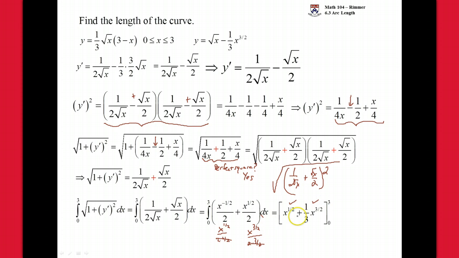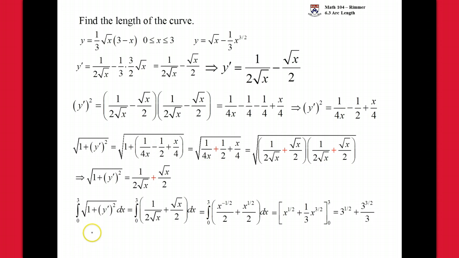And now we plug a 3 in, we plug a 0 in. Thankfully, plugging a 0 in gives us 0. So we'll focus on what you get when you plug a 3 in. When you plug a 3 in, we get 3 to the 1/2 and 1/3 of 3 to the 3/2. That's the upper limit. And the lower limit is 0.